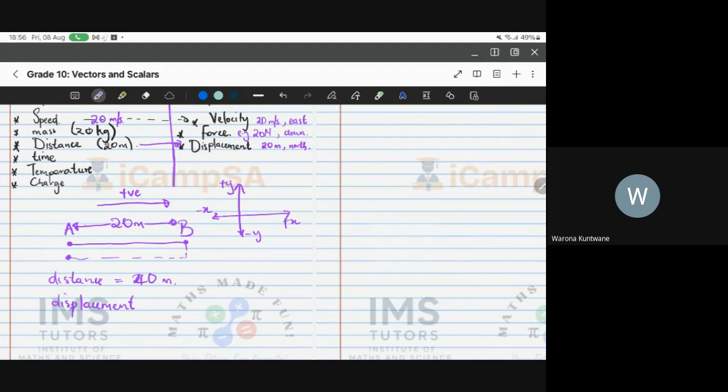Since displacement has a direction, that negative or positive part of it is intrinsic to that. So moving from A to B, you'd be going positive 20. Now, when you're going back to A again, you'd be going in the opposite direction to what you were initially going, so that would be negative 20. So displacement would be 0.